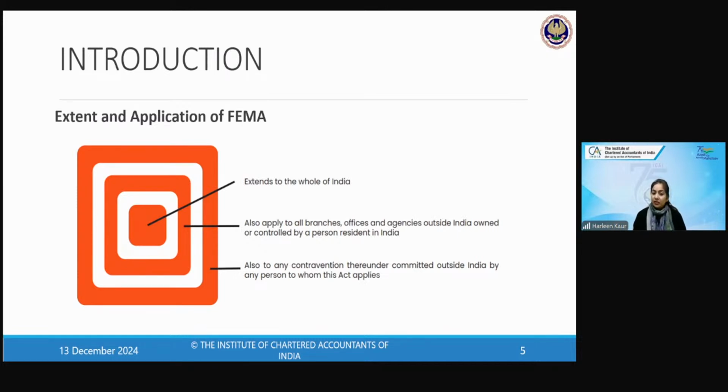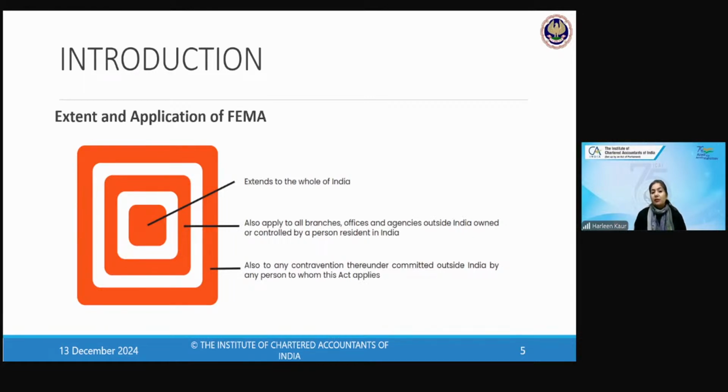So if there is a person resident in India, Mr. A, who has opened up an office in China, is FEMA applicable to that branch in China also? Tell me, yes or no? Can we say that FEMA is applicable to that branch office which has been set up outside India? Yes, absolutely correct.